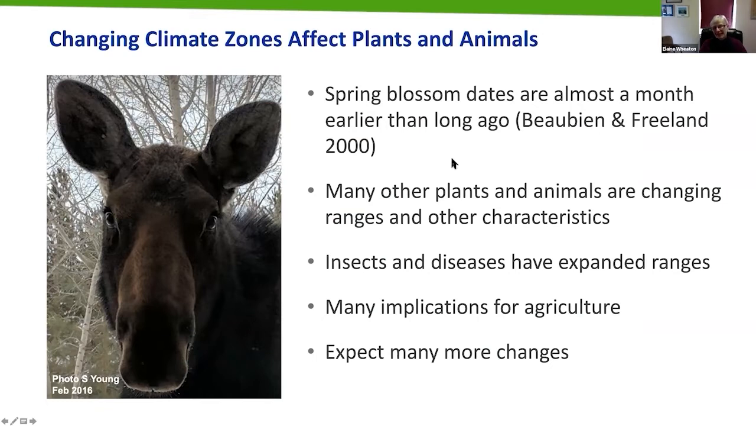So if you don't believe the thermometers, the spring blossom dates are changing very rapidly, and about a month earlier, or probably more in some places. Note that plants and animals' ranges and other characteristics are changing. Insects are really, really capable, and they will be the early indicators. These have many implications for agriculture, and will give us some surprises that we aren't aware of.